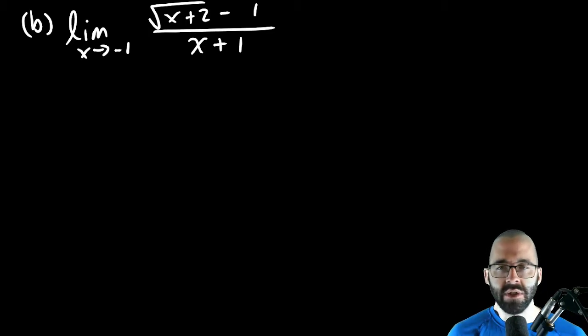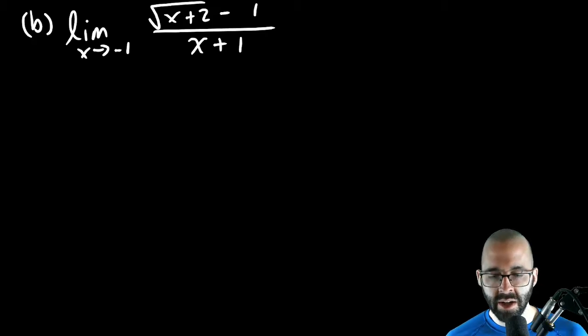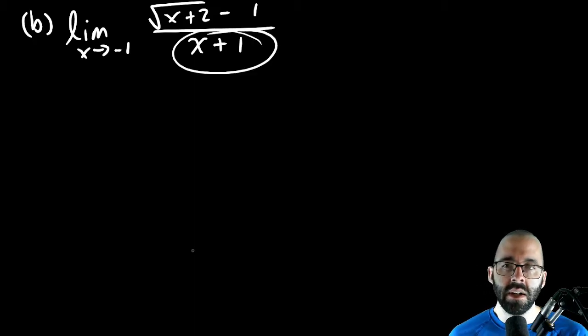So this is not a rational function. The bottom's a polynomial, but the top is not a polynomial. We can't use the polynomial law or the rational theorem, whatever the book called it. We could use limit laws, but either way, we're going to run into a problem, because if we try to use limit laws, again, we're going to be dividing by 0. If x is -1, the bottom is approaching 0. The top, it turns out, is also approaching 0.